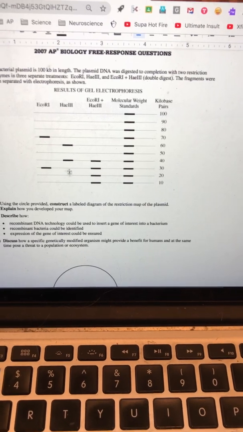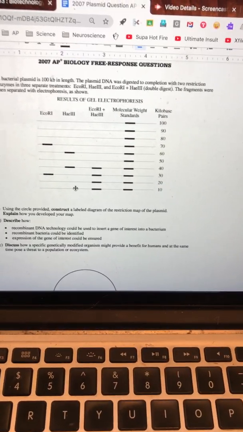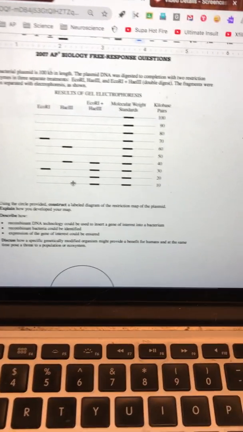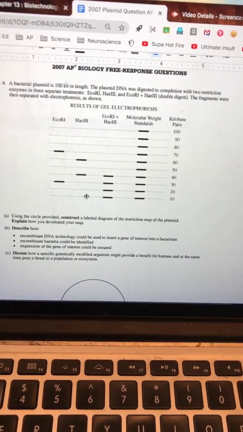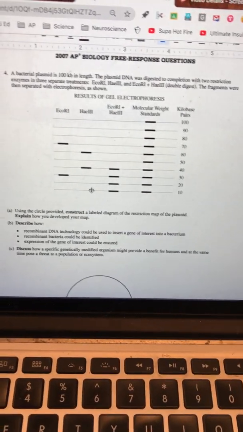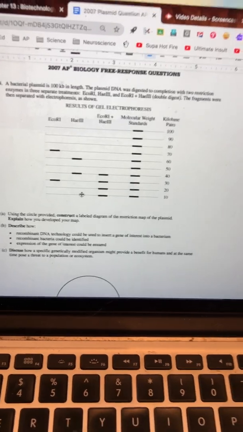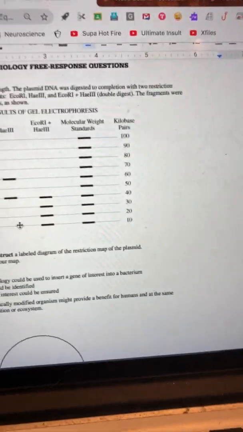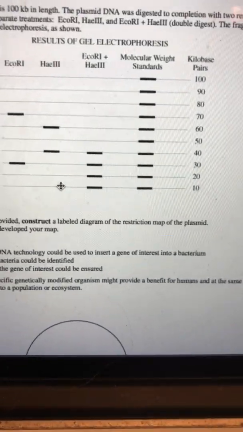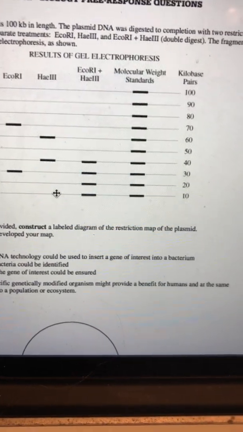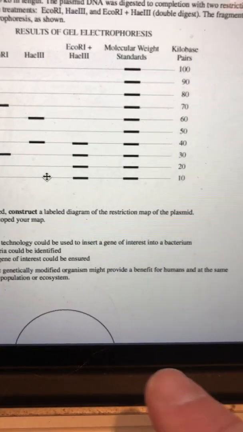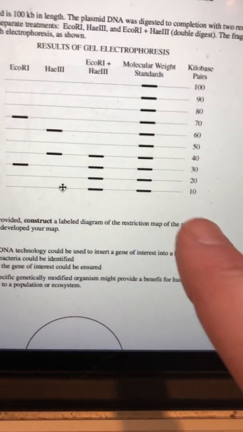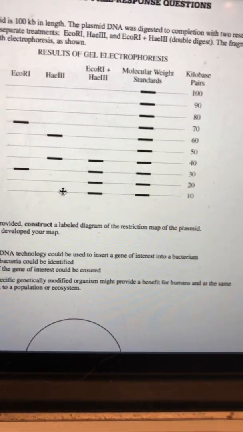The digest with HindIII, this is a separate digestion reaction, produces also two pieces, so there's got to be two HindIII sites on this plasmid. And again, the site means where the enzyme cuts, and it'll produce a 60 and a 40 kilobase piece. And then they do something interesting here. They do a double digest. They put EcoR1 and HindIII in that tube with the DNA together, and it produces this banding pattern here. So you've got to produce pieces that are 40, 30, 20, and 10 kilobases.